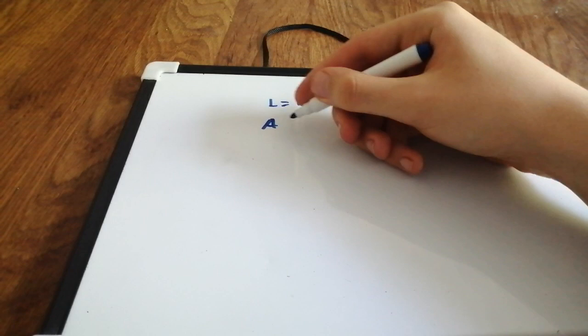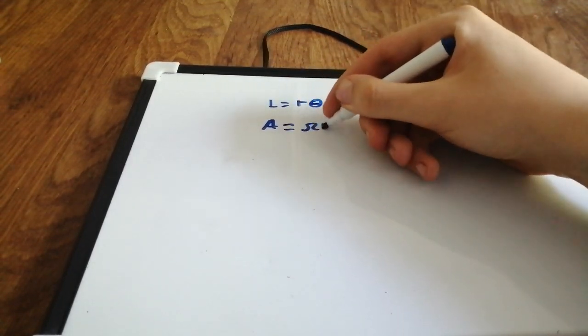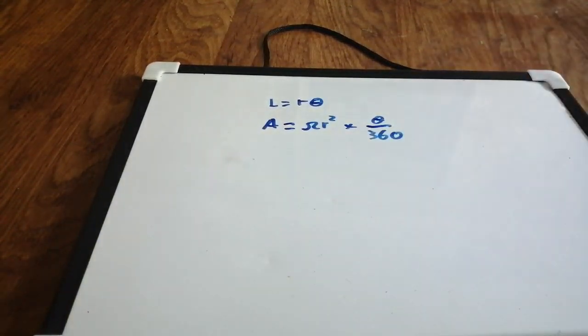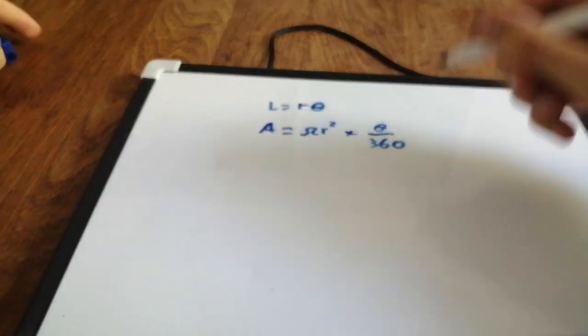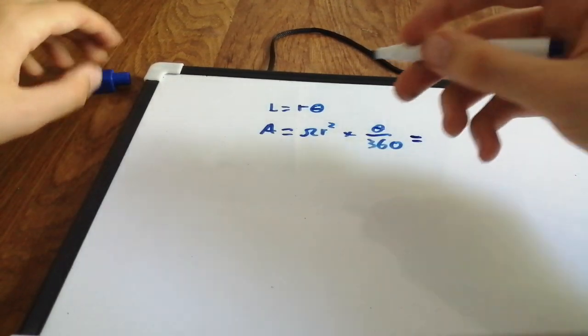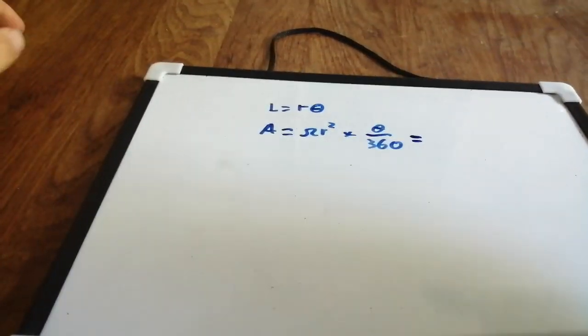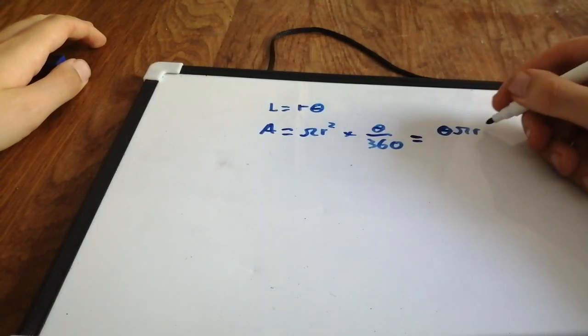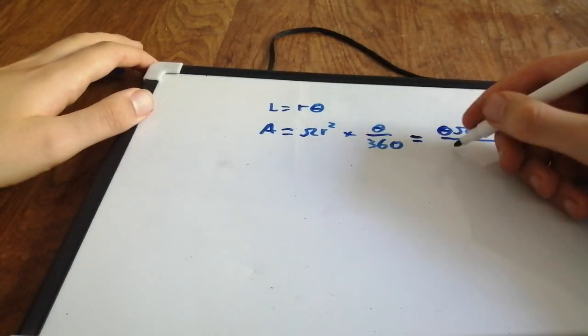The next one we're going to find is the area. The one we typically use is area equals pi r squared times theta over 360. That's one you would have been introduced to at GCSE. We're going to do the same thing as last time and change it from degrees into radians. We'll start by multiplying this out. Unlike last time, we can't cross out a 2, unfortunately, but we can still multiply it out. This gives us theta pi r squared over 360.